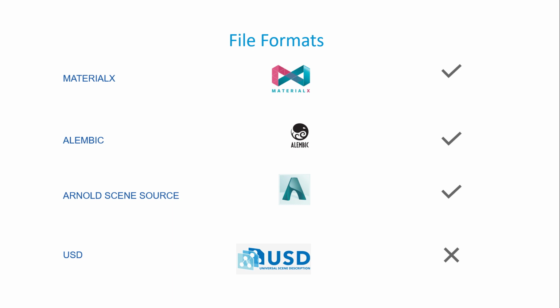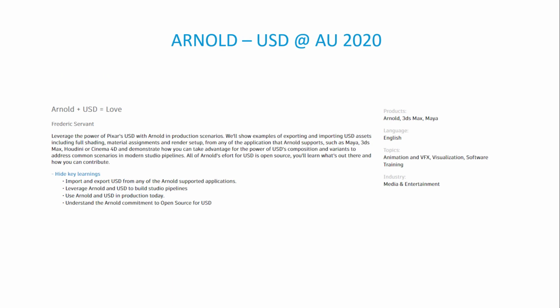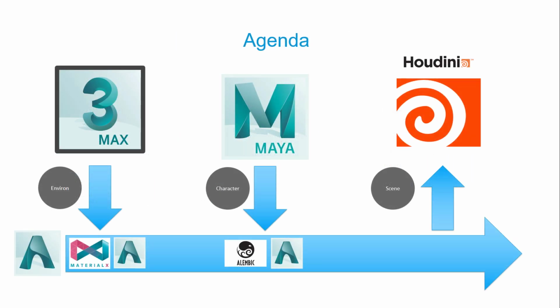Arnold ships with its own file format, the Arnold scene source. It's pretty extensible with the C++ and Python API. We're going to be using MaterialX, Alembic, and Arnold through the course of this demo. What we will not be talking about is USD, as there's another talk at USD that focuses exclusively on USD. This is the talk that's presented by one of my colleagues, and I would highly encourage you to take a look at this talk as well. So let's jump over to Max.